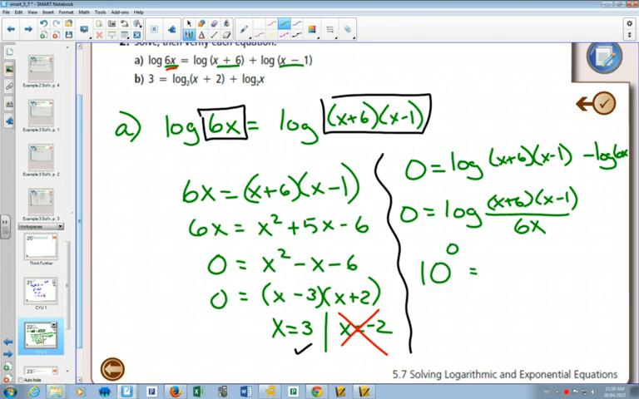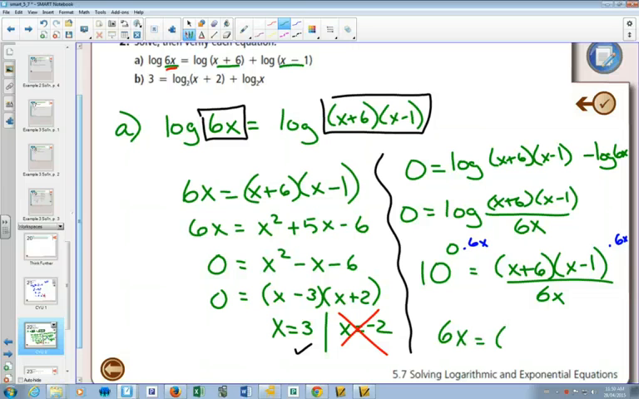The exponent is 0. And the answer looks like this. Well, 10 to the 0 is equal to 1. And if we multiply both sides by 6x to get rid of the fraction, 1 times 6x will be 6x. And I'm just going to put dot, dot, dot there because I hope you see that at this point it is exactly the same as what we had when we went to our shortcut. So it takes us an extra couple of steps to do that, but it's not wrong.